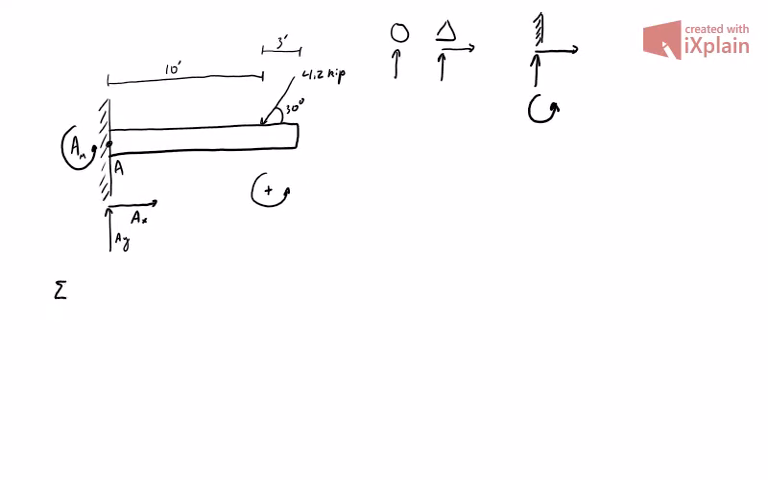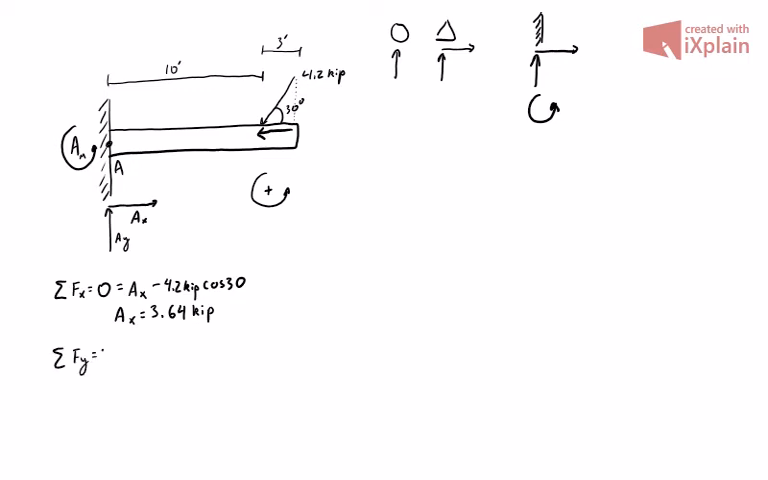All right, starting off the same way we always do, sum of the forces in the x direction is equal to 0. The first one we have is our A_x. And then we have our 4.2 kip force at a 30-degree angle. If we want the x component of that, that's the adjacent side to the angle. So 4.2 kip times the cosine of 30. Solve for A_x, and we get A_x is equal to 3.64 kips.